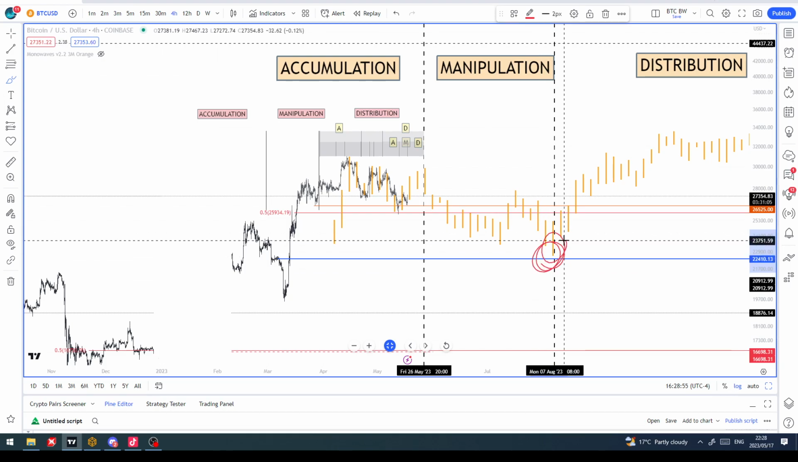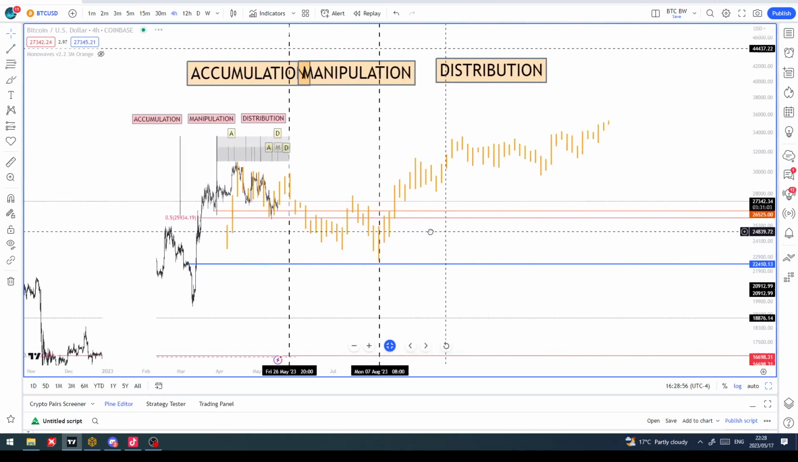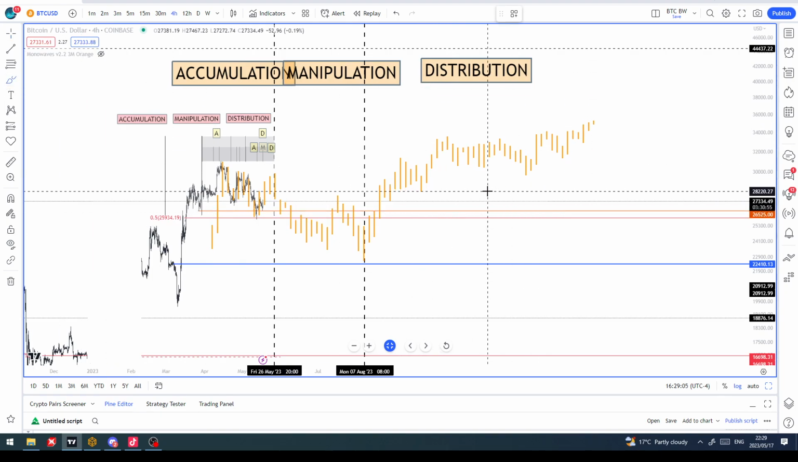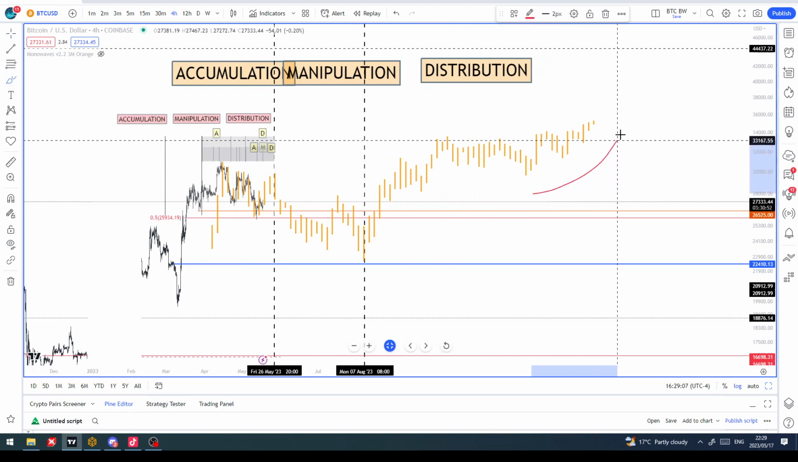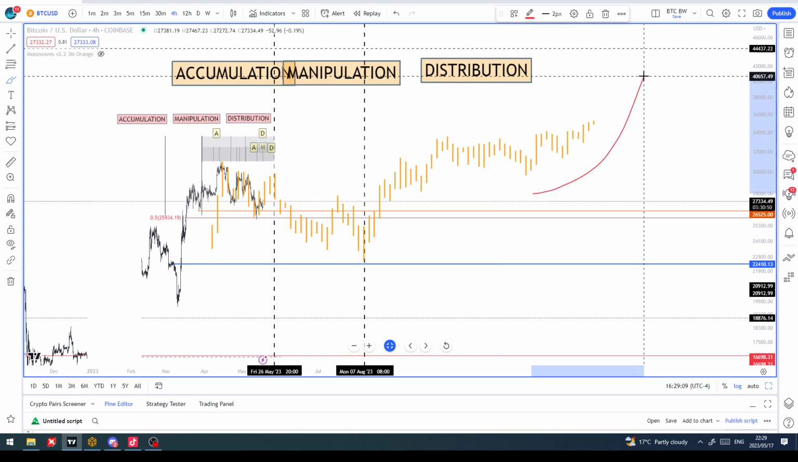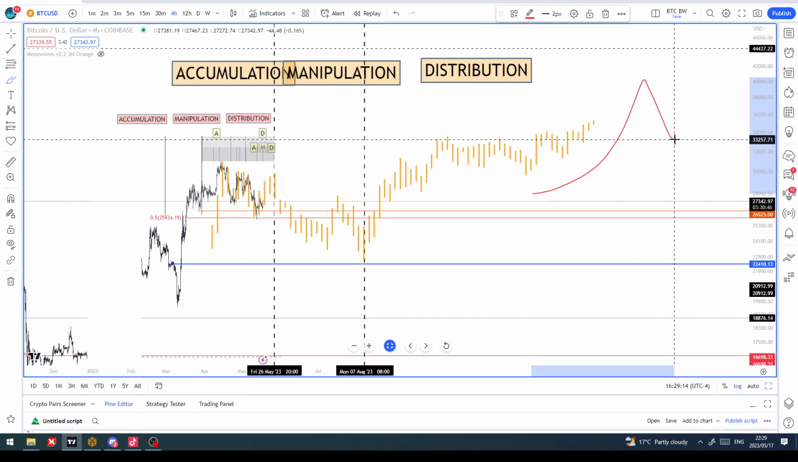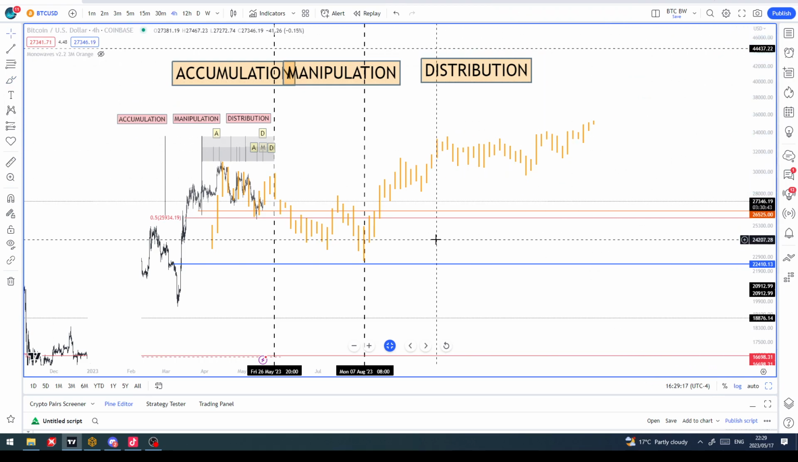At 22,410, let's speak about something else. I'll look at a run or distribution to 38K, which means we had an accumulation phase. The manipulation phase is retracing here to 22K, and then we're going to have a distribution phase moving up like that, right?